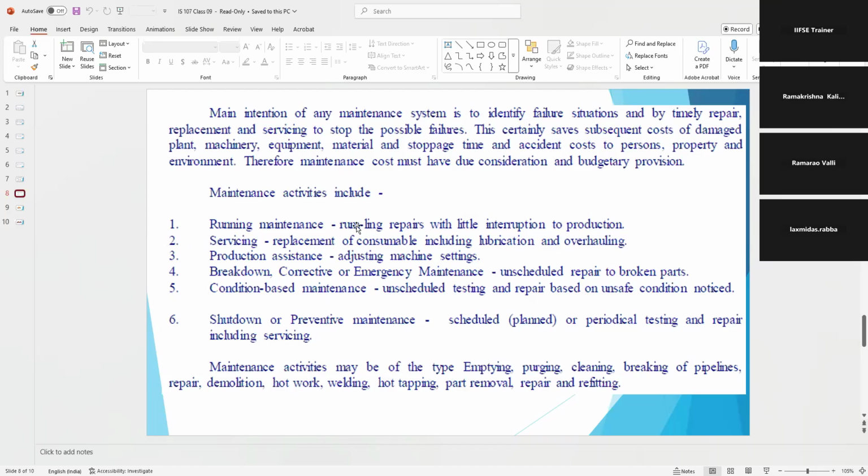So the maintenance activities include running maintenance, which we have seen, and also service. It is nothing but replacement of consumables, including lubrication and overhauling, and production assistance, adjusting machine settings. When I say production assistance, it is not only about adjusting the settings. Sometimes they do extra service to the production. They will also adjust the safety controls.